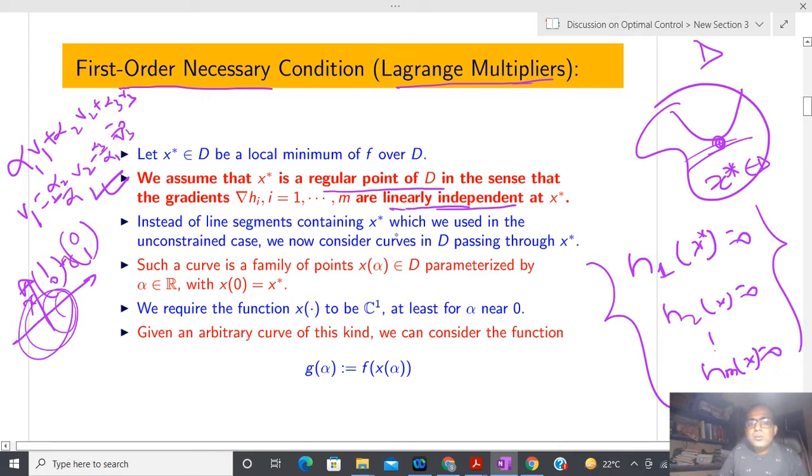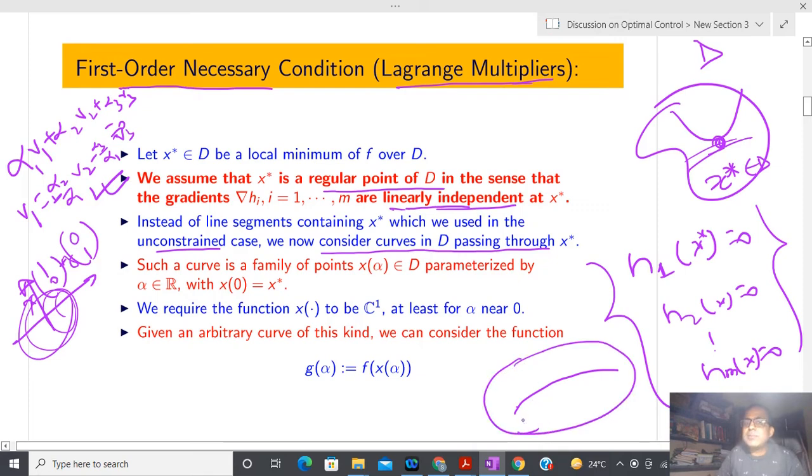Now here you can see that instead of the line segment containing x, which we used in the unconstrained case, we now consider a curve passing through x star. Why does this come into the picture? Suppose you are in this region, and if you solve this constraint, then you come up with some kind of lower dimensional space. Lower dimensional means that in the best case I have the same dimension as the previous one. So suppose this kind of space comes into the picture, and suppose the minima is here.